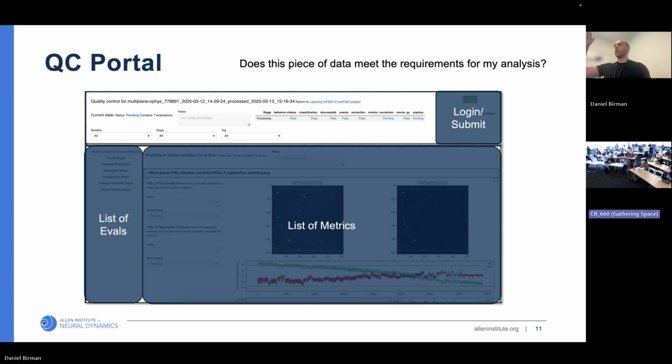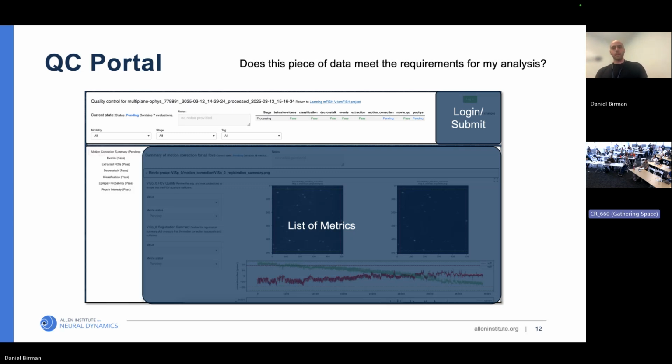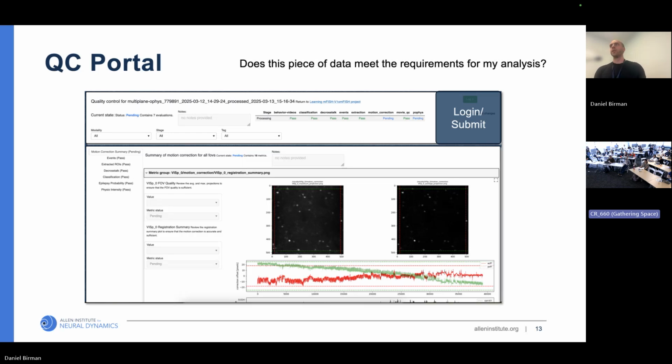In the bottom left, there's a little container that shows you the different evaluations that the pipeline generated. The big panel in the bottom right is the thing that actually contains the metrics that Arielle told you about. So each metric that gets evaluated, you can look at. Some of them get automatically passed or failed, but you can also go and change that if you disagree, and then that gets pushed back into your metadata. And then the portal is a tool for people to interact with. So you can log in, you can push changes back up to the server.